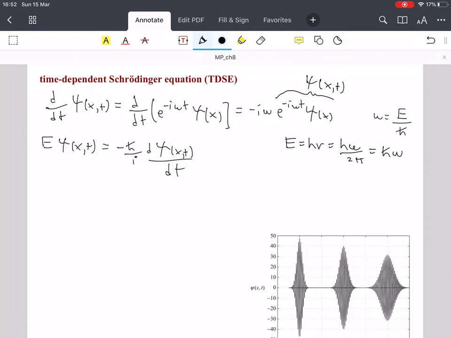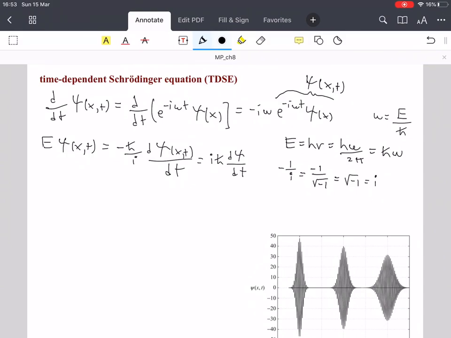Now we can get rid of the minus i and just call it i, because what we remember is the relation that i is the square root of minus 1. So we have minus 1 over the square root of minus 1, and that just becomes the square root of minus 1, which is i. So there's an identity that minus 1 over i is equal to i. So that's simply i h bar d psi dt. Okay, good.